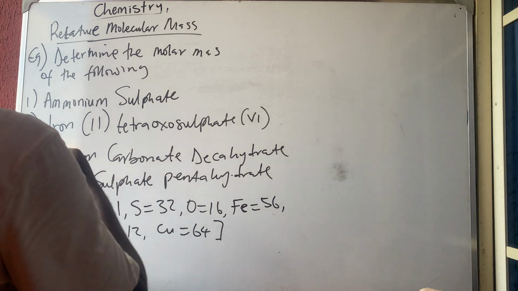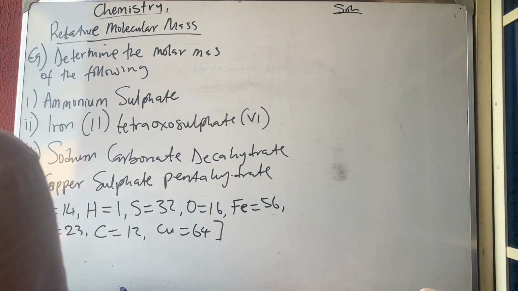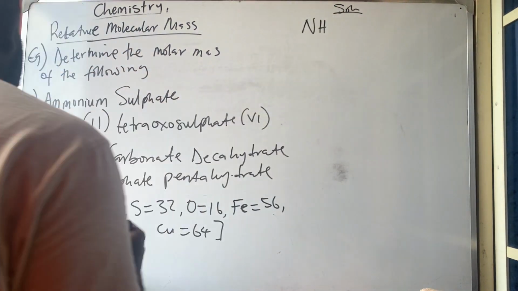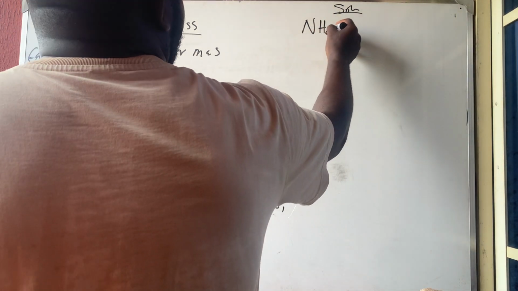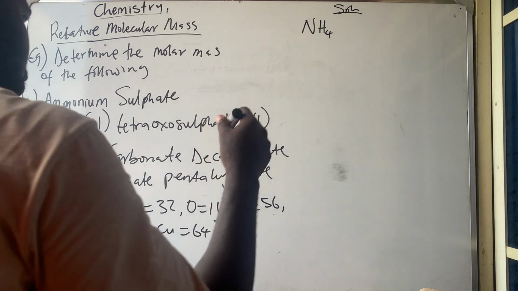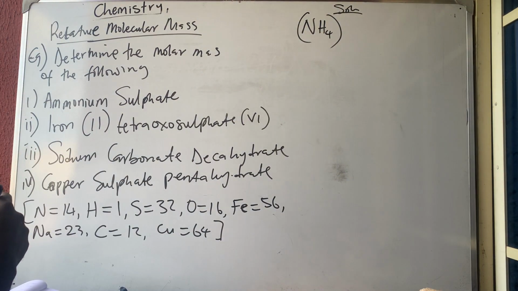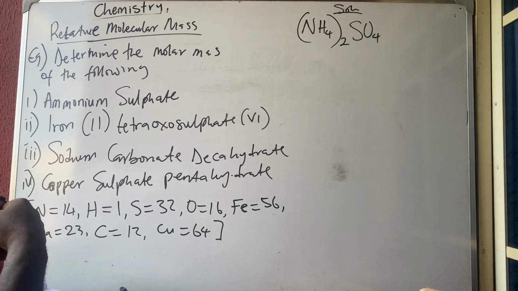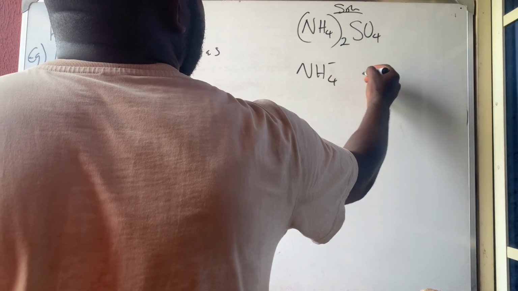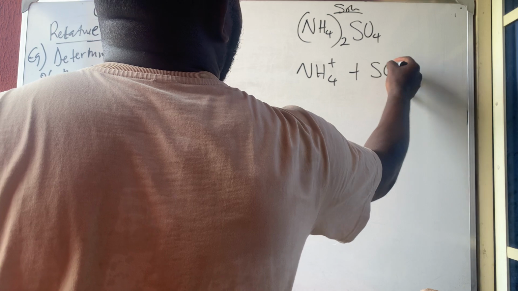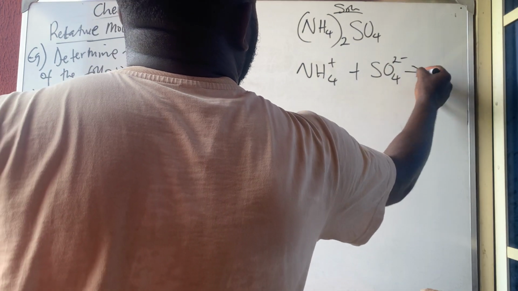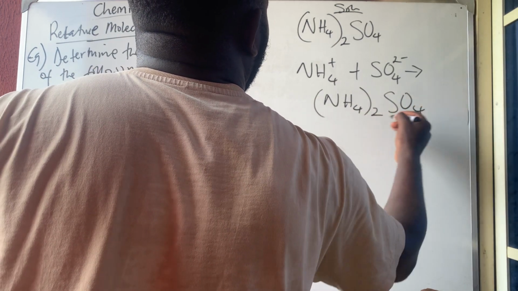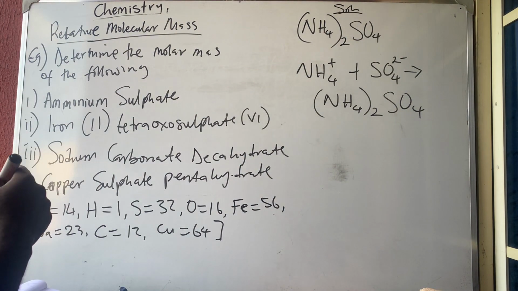So let's continue. Solution. Ammonium sulfate. Now, ammonium is what? Is it NH3 or NH4? NH4, please. NH3 is ammonia. NH4 is ammonium. So ammonium sulfate is (NH4)2SO4. Okay? Yes, because this is NH4 plus, then SO4 2 minus. So when they combine, you're going to have (NH4)2 SO4.